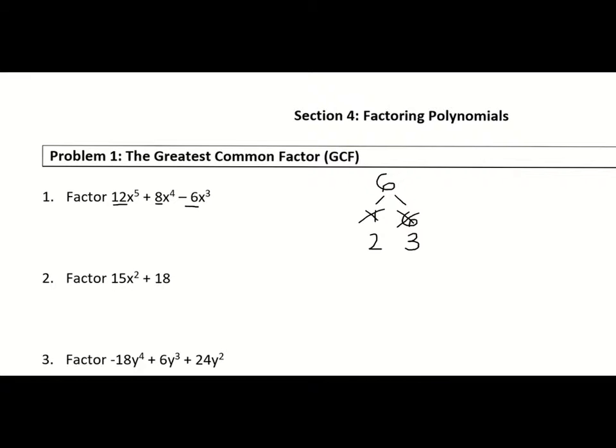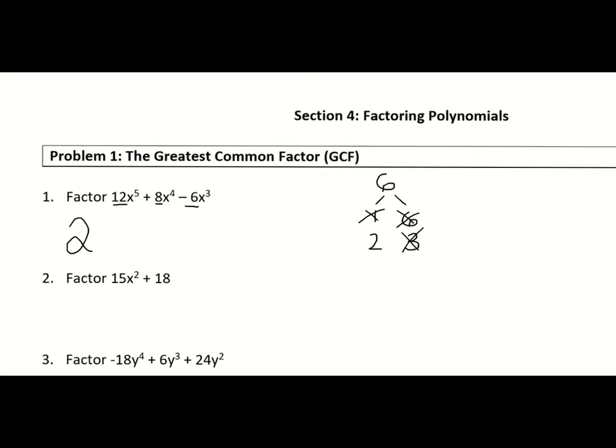Again, I'm looking for the highest number, so I'm going to check 3 next. 3 goes into 6, but 3 does not go into 8. So 3 is not my number. The last possibility, if this number has a GCF, would be 2. 2 goes into 6, 2 goes into 8, and 2 goes into 12. So my GCF for my numbers would be 2. I'm going to write down a 2.